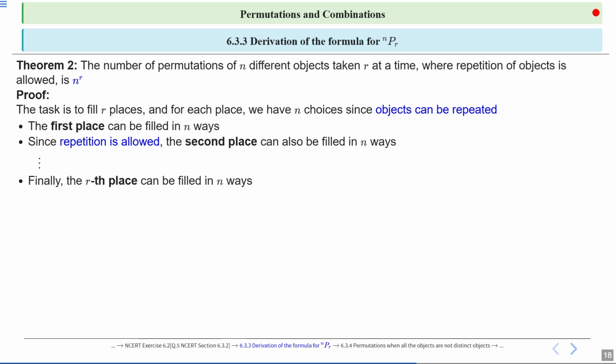So what we have done so far is find the choices for the first place, the second place, and the rth place. Now what can we do?